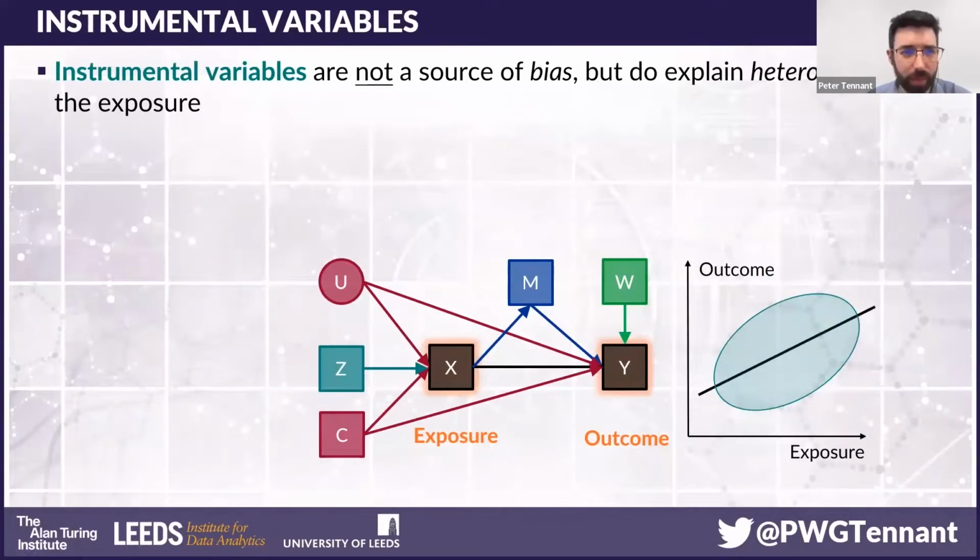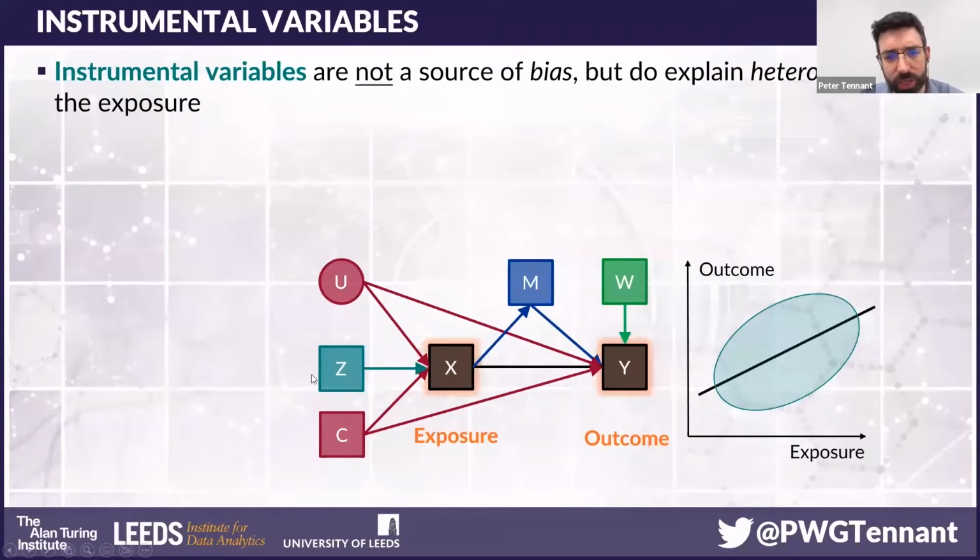And then the other family member is the instrumental variable. Once again, not a source of bias. So to a certain extent, you could just completely ignore it. And in fact, if it's a true instrumental variable, that's what you want to do, because an instrumental variable explains heterogeneity, not in our outcome, but in our exposure. And we want as much variation in our exposure as possible, because we want to see how variation in the exposure leads to variation in the outcome. If we start removing variation, it's harder to see that.